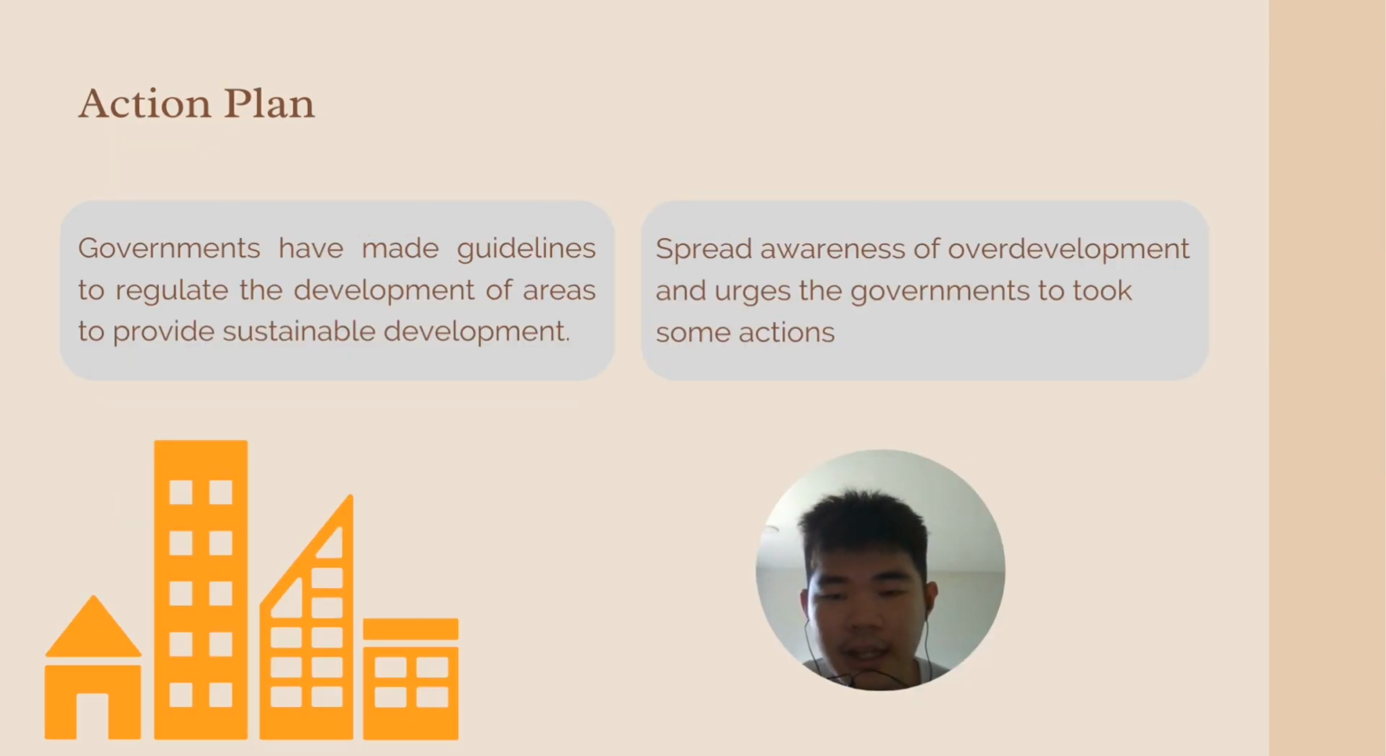The action plan that can be made is that the government has made guidelines to regulate the development of areas to provide sustainable development, and spreading awareness of overdevelopment urges the government to take some action.